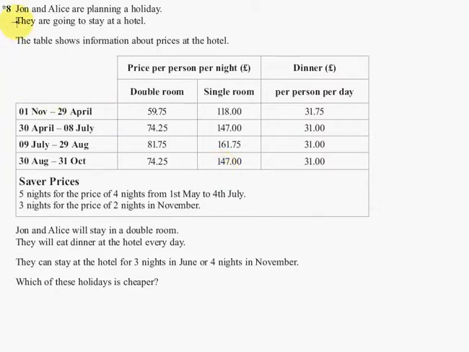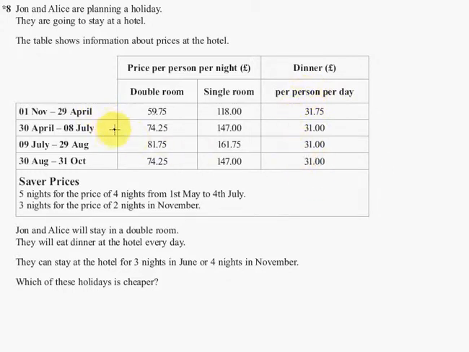Okay, question 8. John and Alice are planning a holiday. They are going to stay at a hotel. The table shows information about the prices at the hotel. So you've got the double room prices. Now these are per person per night. You've got single room and you've got the prices of the dinners as well.